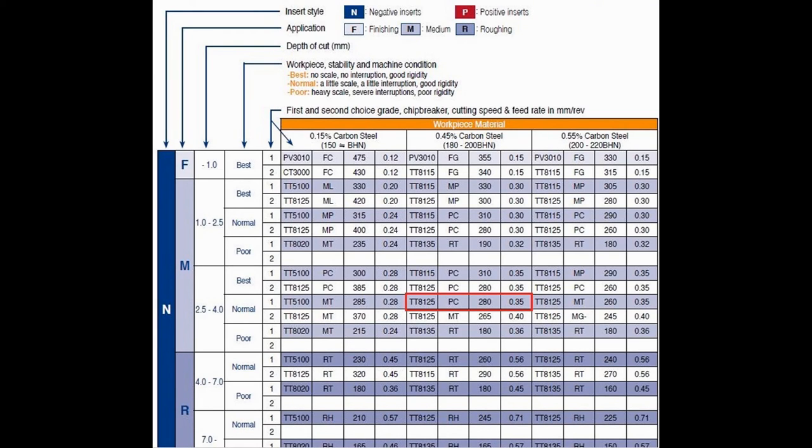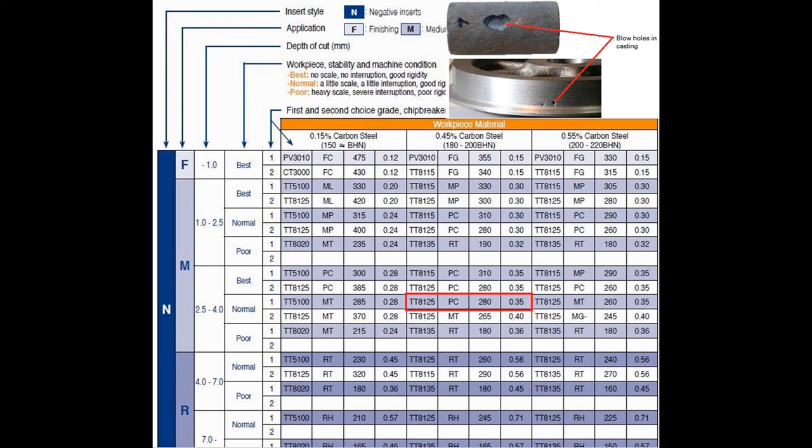Now, decide in which category your workpiece stability and machine condition falls: best, normal, or poor. Best would be if the machine is in good condition and the workpiece is held rigidly, is not likely to bend, has no scales, sand inclusions, or blowholes.